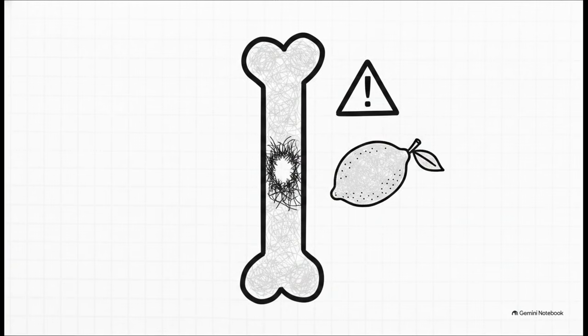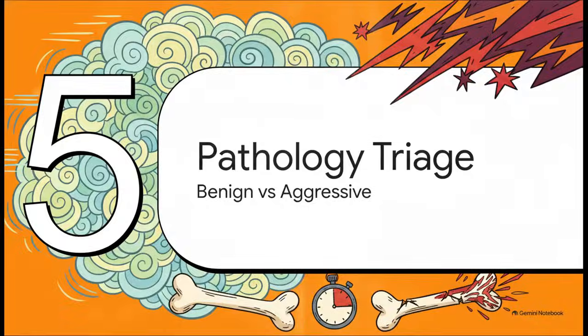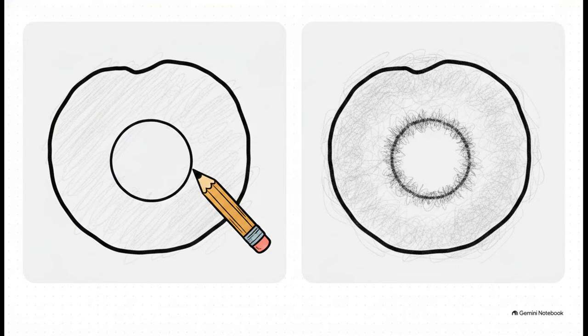When you spot an ill-defined, moth-eaten lesion right in the midshaft, retrieve this list. It organizes the absolute worst-case scenarios so you can confidently manage what's in front of you. And finally, we hit Section 5, Pathology Triage, benign versus aggressive. This is it. This is the ultimate clinical showdown, differentiating slow-growing benign variants from fast-moving aggressive pathology. Because in the real world, this is the triage that actually saves lives.